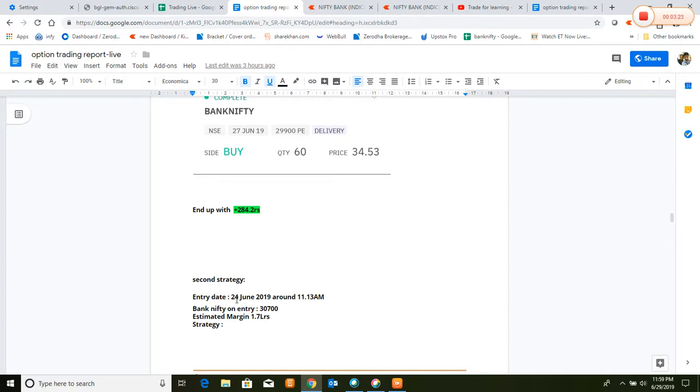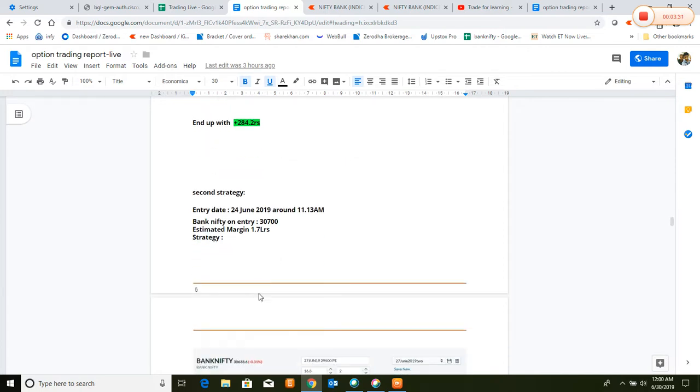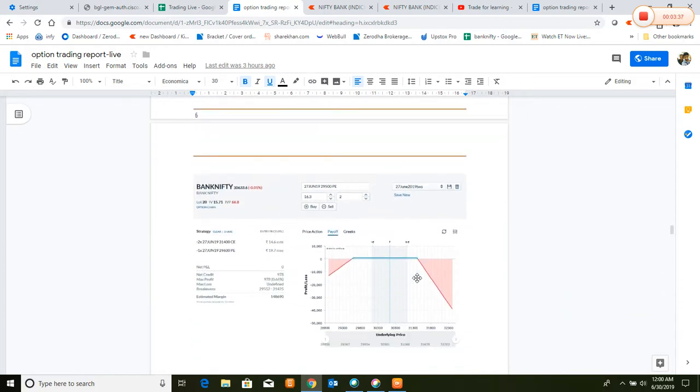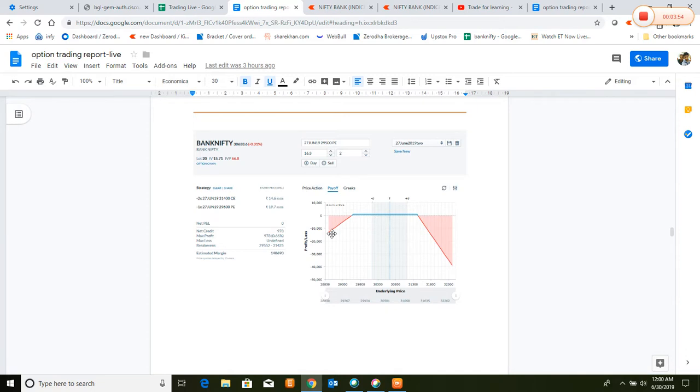It was on 24th June around 11:30 a.m. Bank Nifty was trading around 30,700, with a capital of 1,70,000. The strategy looked like this. We sold 2 lots of the 27th June 31,400 call, and we sold 1 lot of the 27th June 29,600 put. The strategy was built in such a way.